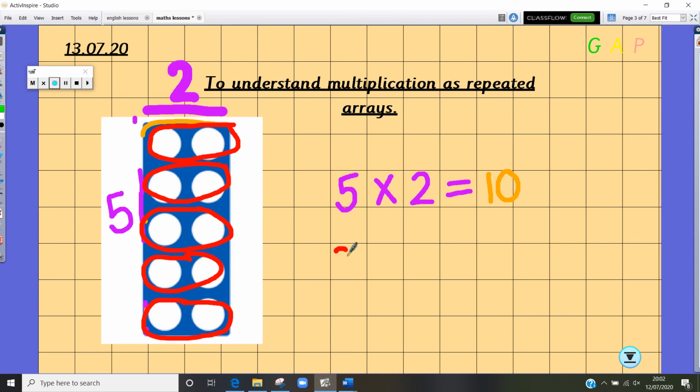So both of these calculations can be written in opposite ways as well. So the first one showed 2 groups of 5, and the second one showed 5 groups of 2. So this is showing an array, and my calculations for both of those are 5 times 2 and 2 times 5, and both of them equal 10.